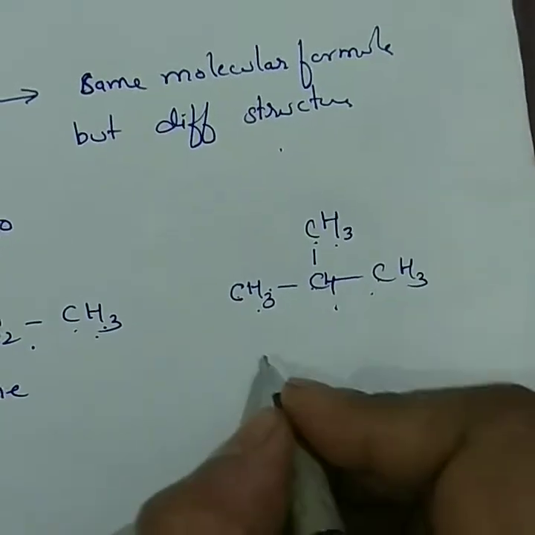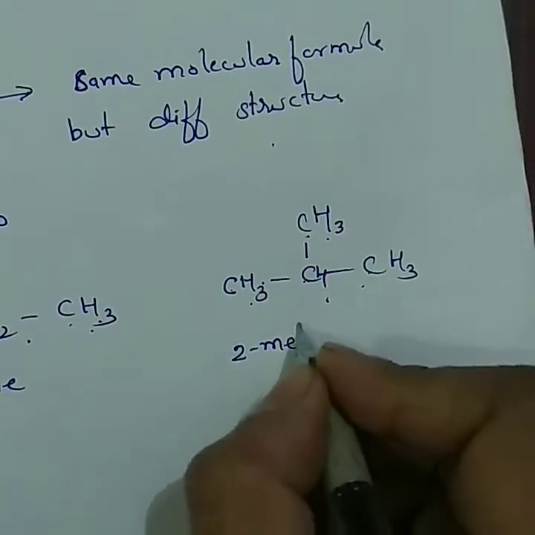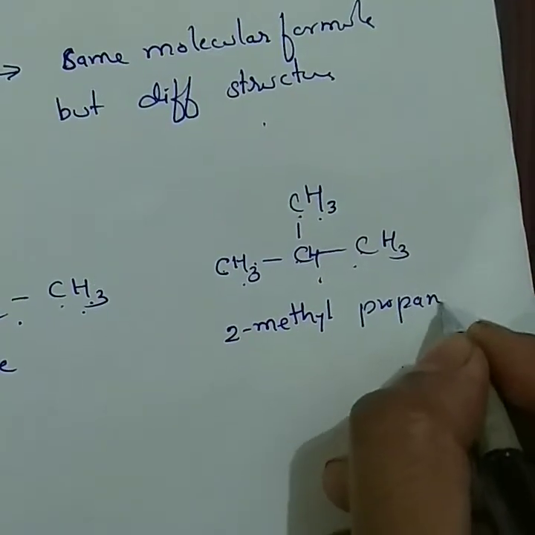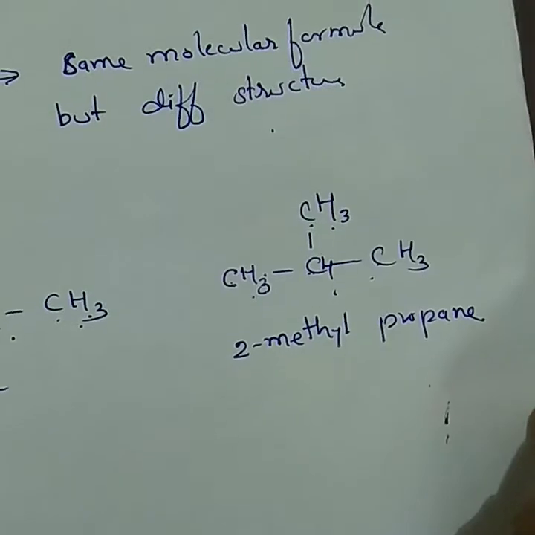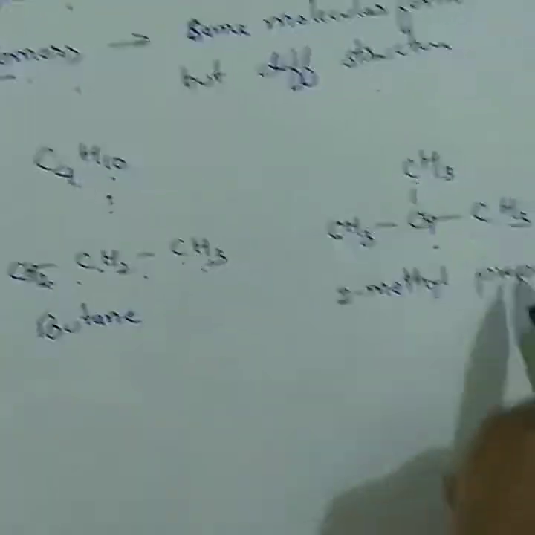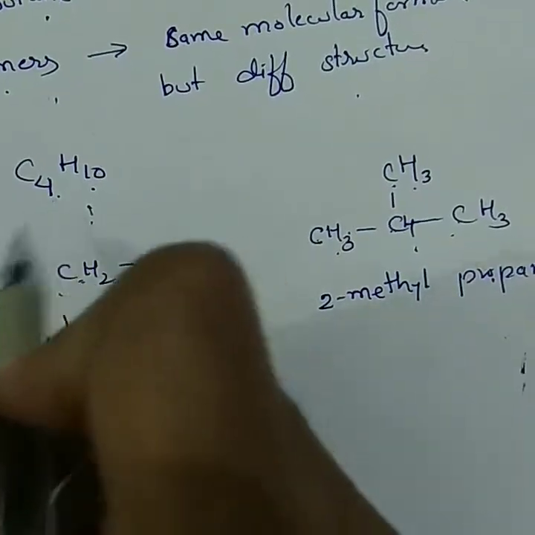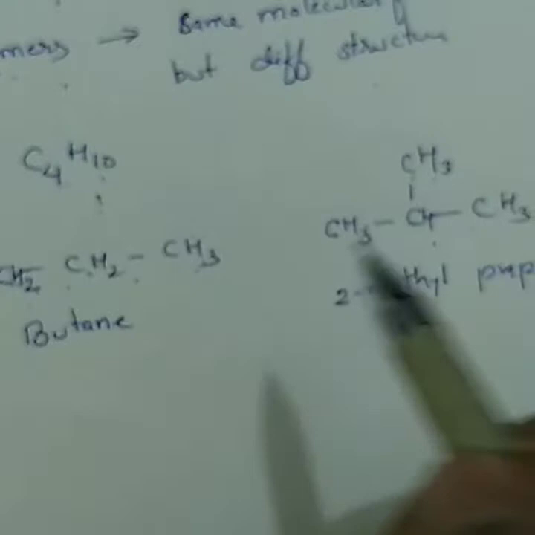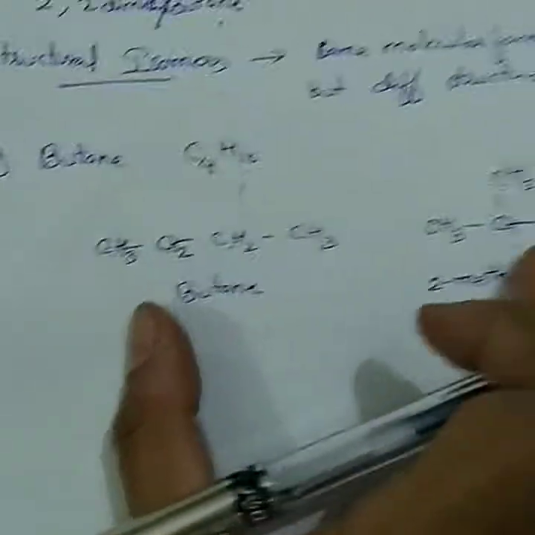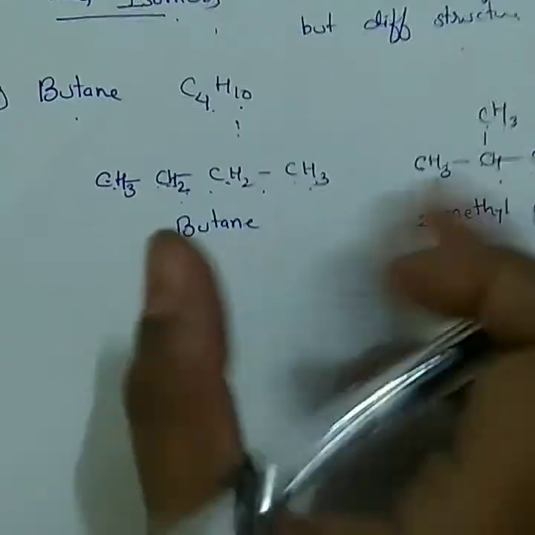The name of this is 2-methylpropane. In this way, you can draw different structures with the same molecular formula. If you draw different structures with the same molecular formula, we call them structural isomers. So only 2 structural isomers are possible for butane.